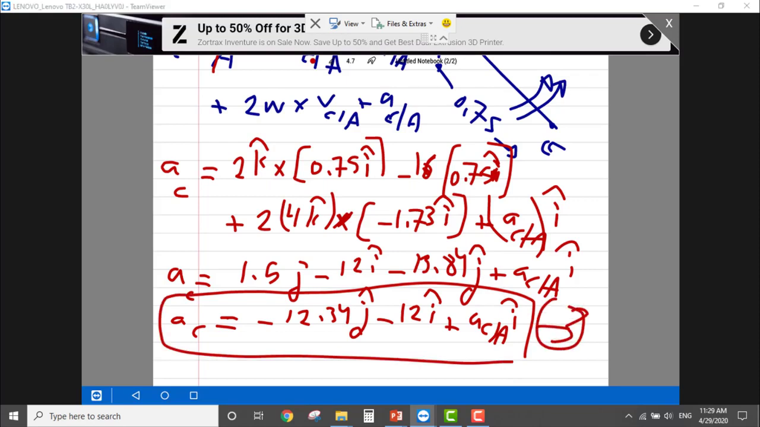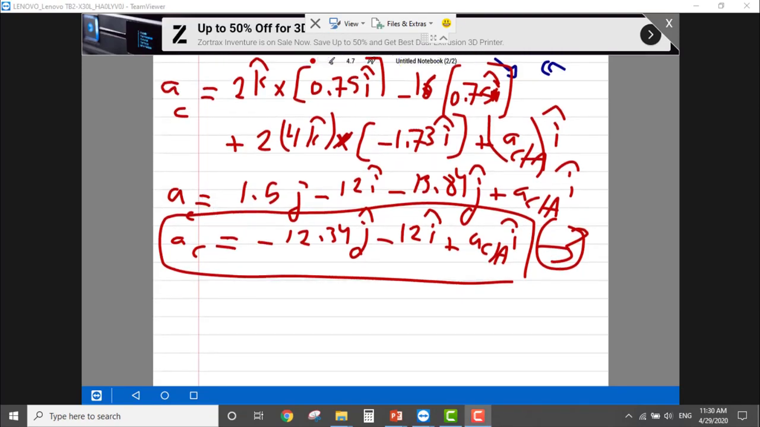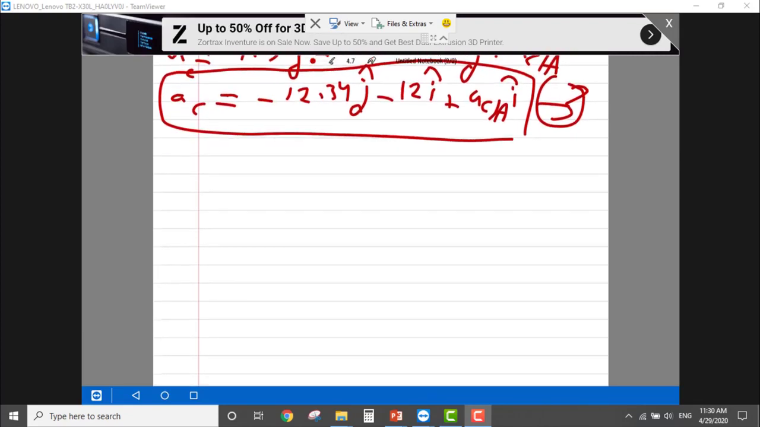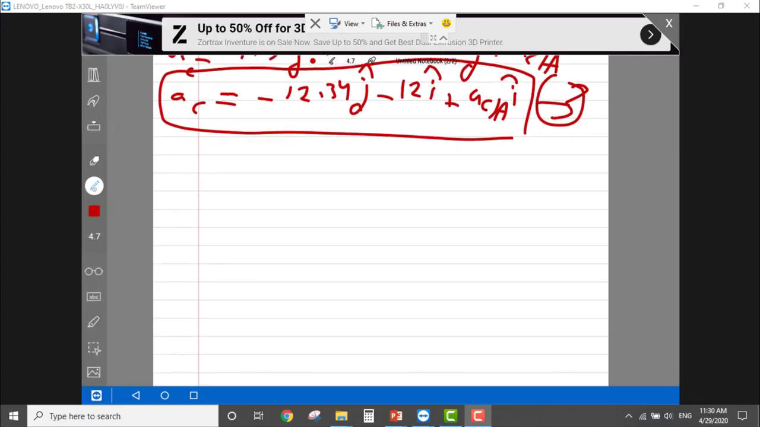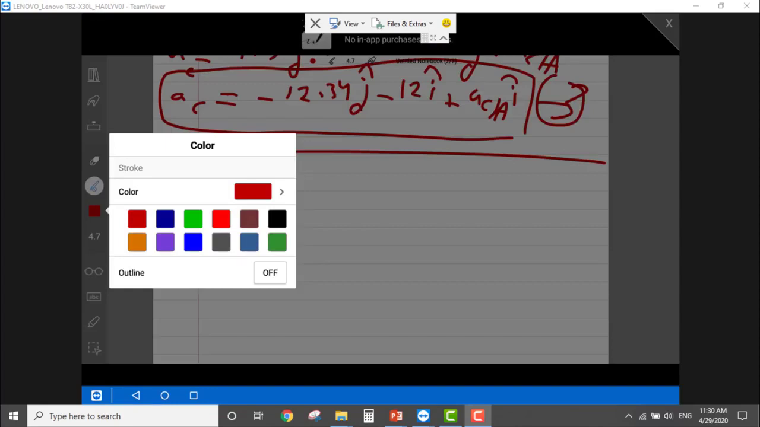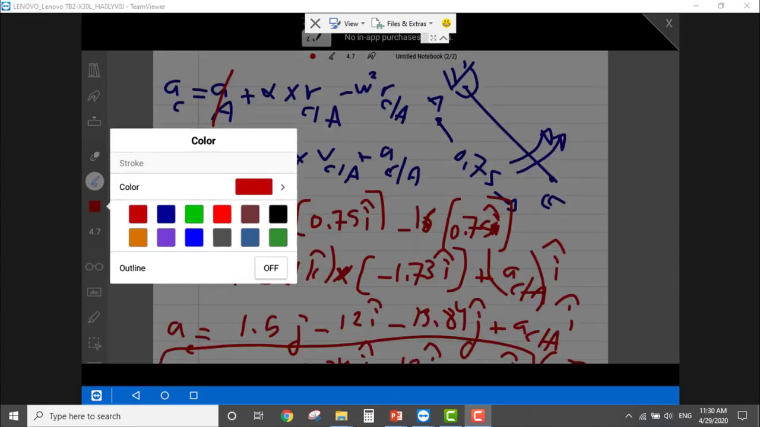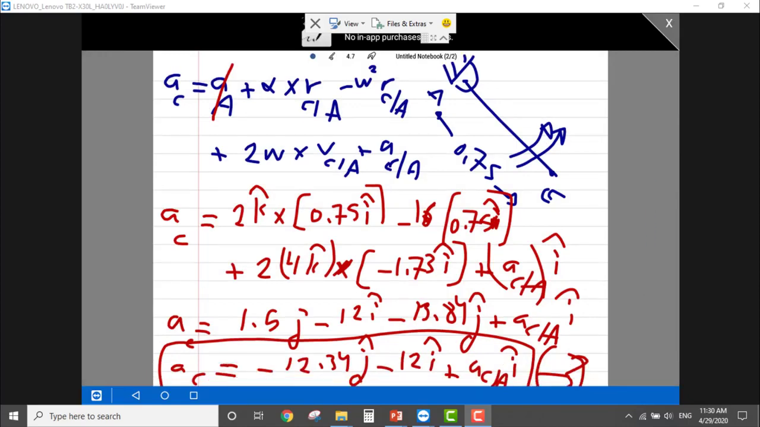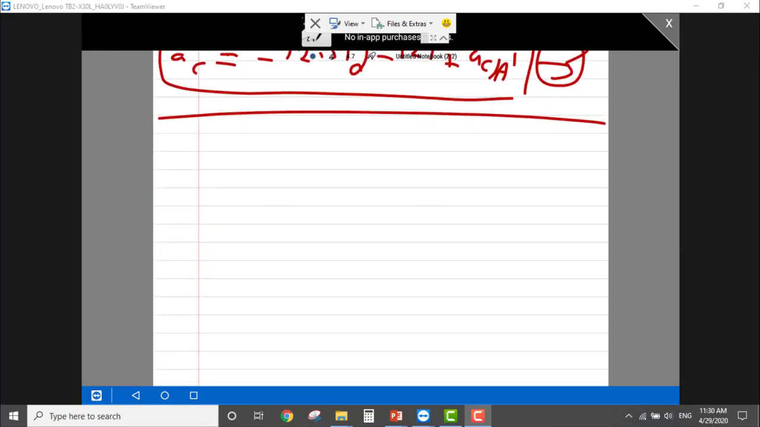Now let me move to the other link, which is link DC, and I will use this one. So in link DC, again we'll do the same. This is D, and here is C being connected, and this distance is 0.5.